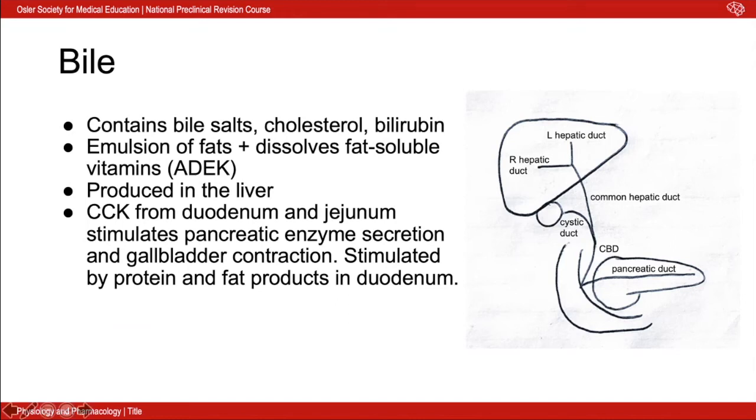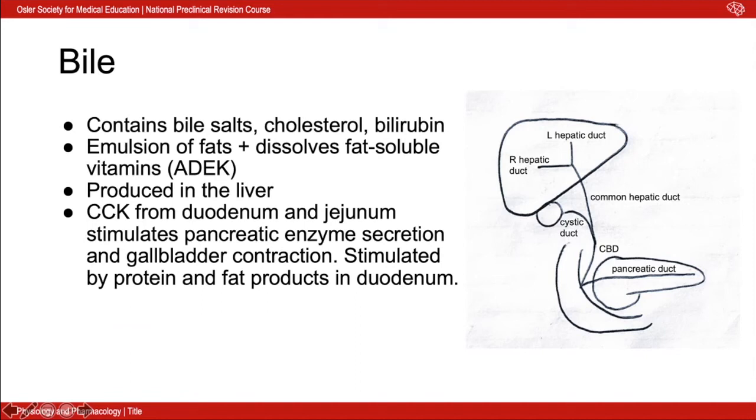So this is a very simple diagram that I've just drawn here, and it's the kind of diagram that I would reproduce in an essay. So just talking through it very briefly, you have bile being produced in the liver, and it gets transported down the left hepatic duct and the right hepatic duct, which join to form the common hepatic duct.